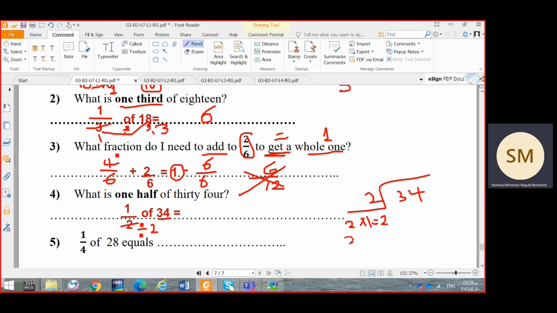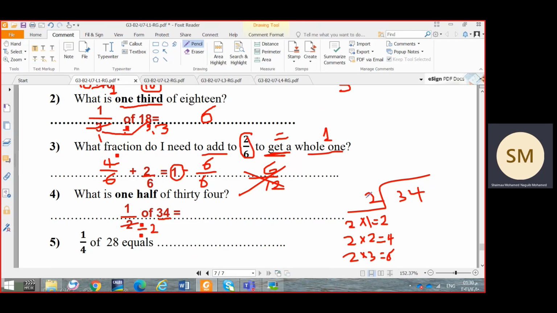2 multiply 2 equal 4. To remember the timetable, I think it's very easy. 2 multiply 3: 2, 4, 6, 8, 10, 12. So this will be 6.